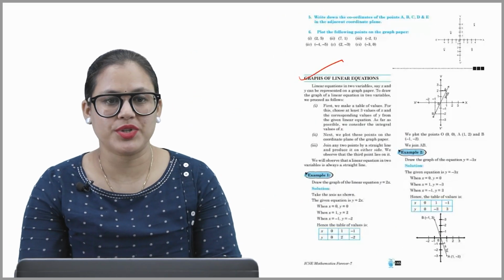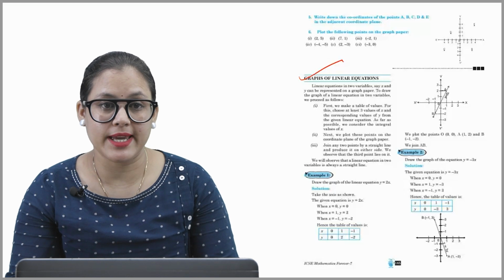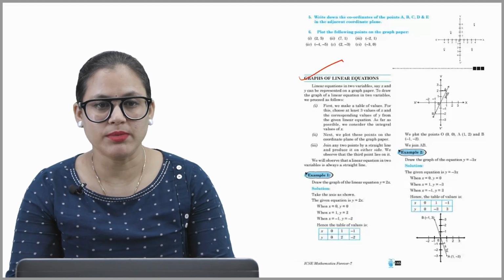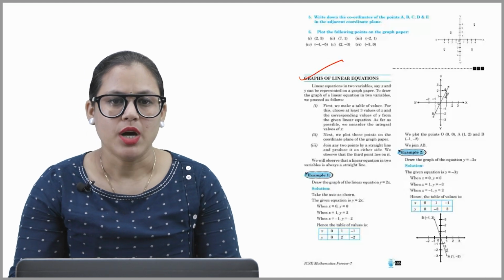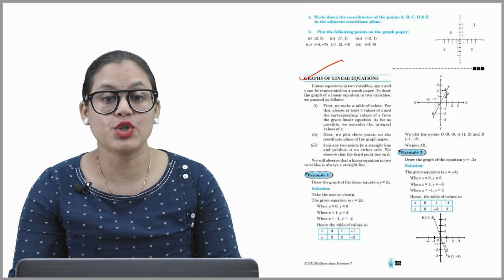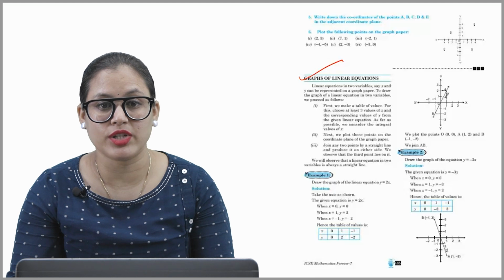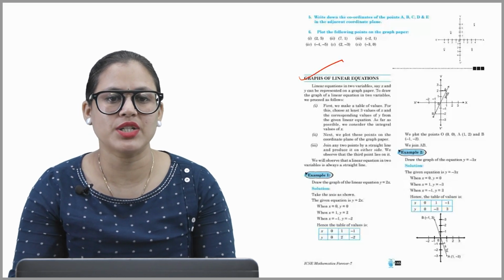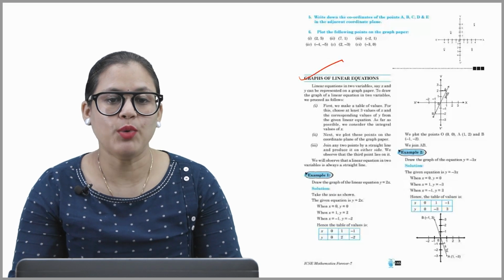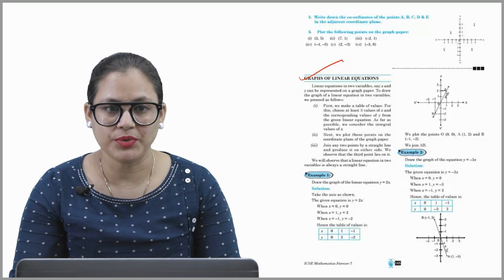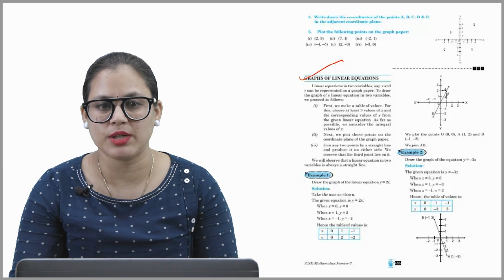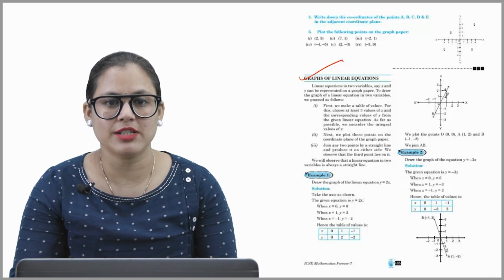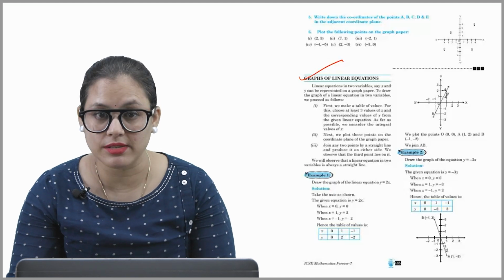Graphs of linear equations. Linear equations in two variables, say x and y, can be represented on graph paper. To draw the graph of a linear equation in two variables, we proceed as follows. Number 1: first, we make a table of values. For this, choose at least 3 values of x and the corresponding values of y from the given linear equation. As far as possible, we consider integral values of x. 2. Next, we plot these points on the coordinate plane of the graph paper. 3. Join any 2 points by a straight line and produce it on either side. We observe that the third point lies on it. We will observe that a linear equation in two variables is always a straight line.